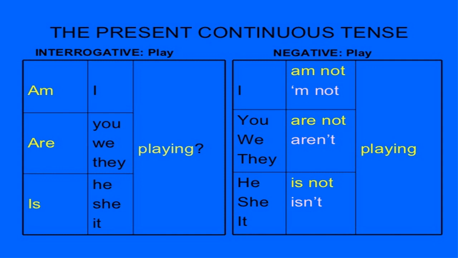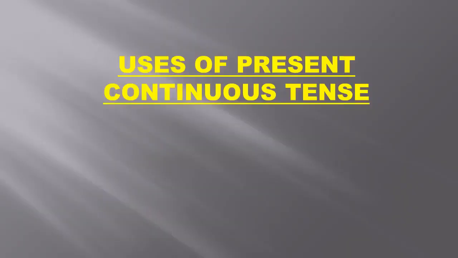For example, I am not playing, you are not playing, we are not playing, they are not playing. He is not playing, she is not playing, it is not playing. So in this manner we are going to frame sentences for present continuous tense. Now let's see the uses of present continuous tense.